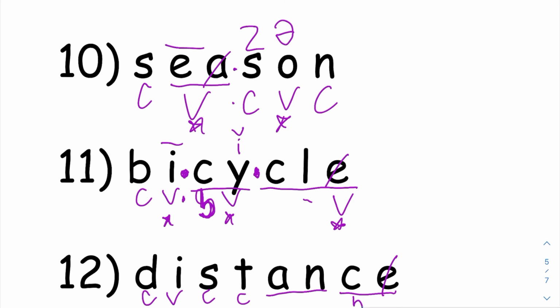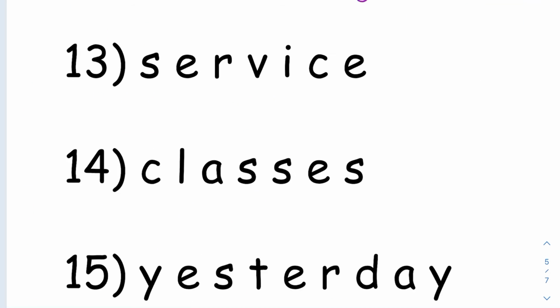Okay, let's finish up coding here. We have the soft C sound. We have vowel, consonant, consonant, vowel, so we'll divide in between there. Consonant, vowel, consonant. Mark it with the breve. Altogether, distance. And really that's only one vowel sound there. Two syllables, but a lot of sounds.